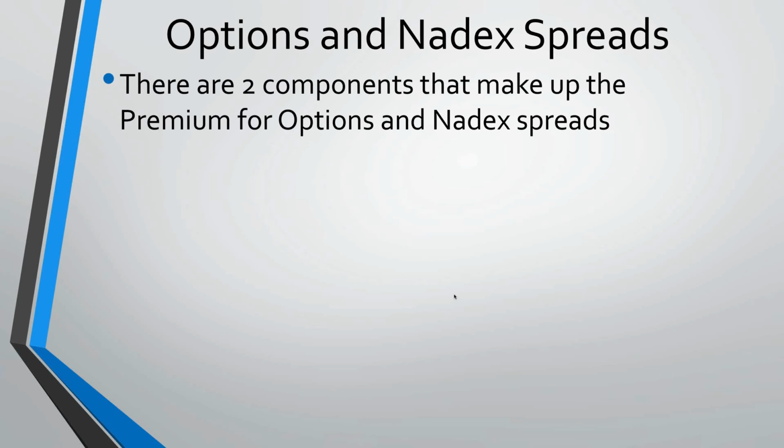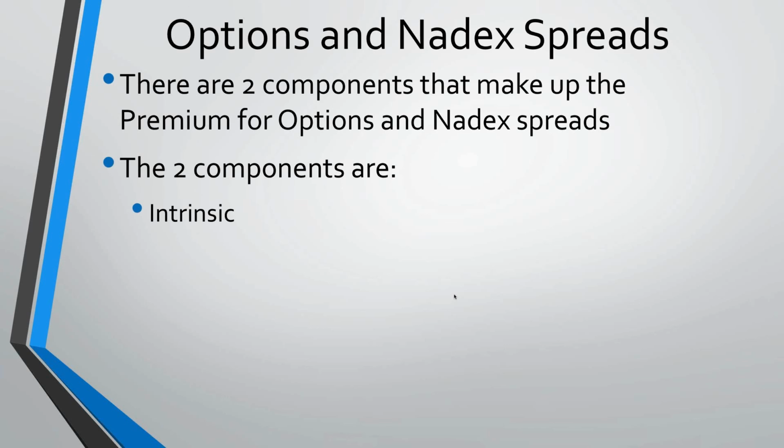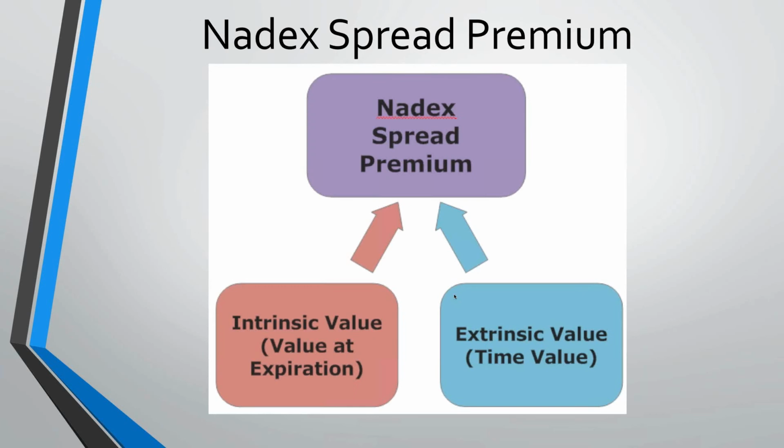Now, there are two components that make up the premium for options and Nadex spreads. The two components are the intrinsic value and the extrinsic value. Let's take a look at these concepts. So, Nadex spread premium: we have intrinsic value, which is essentially the value at expiration. Or if it was to expire at that moment, it would have an inherent value. All right? Extrinsic value, a lot of people also call it time value. It's the premium on top of the intrinsic value.